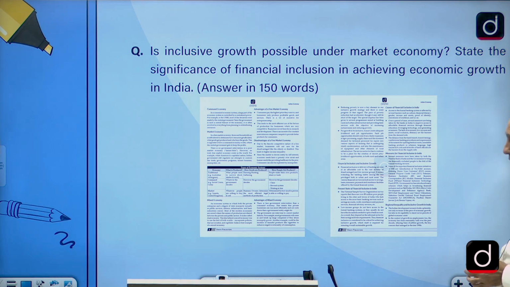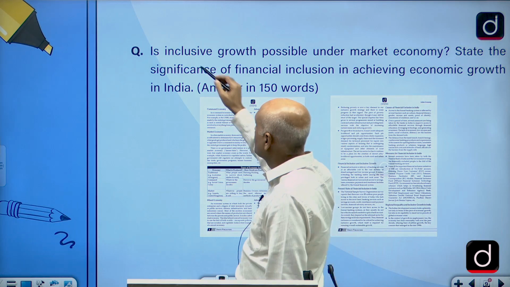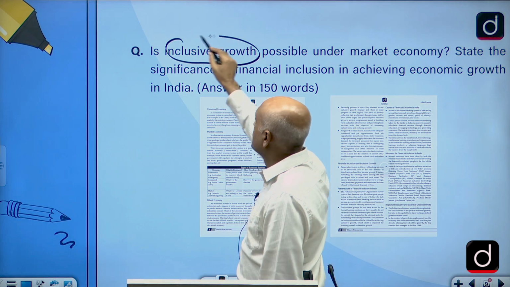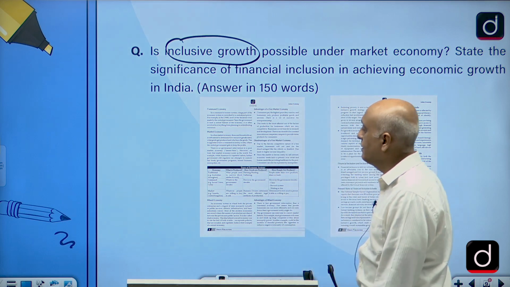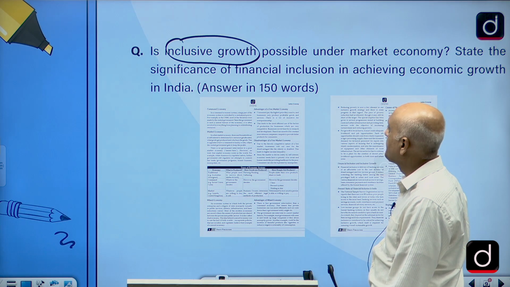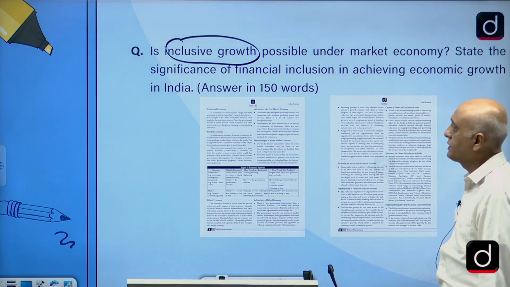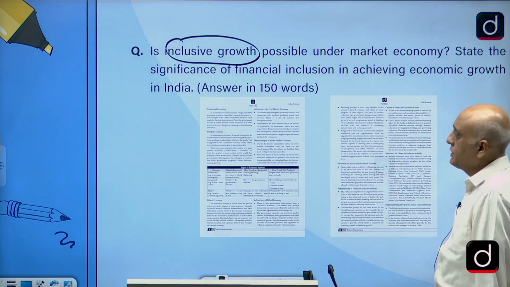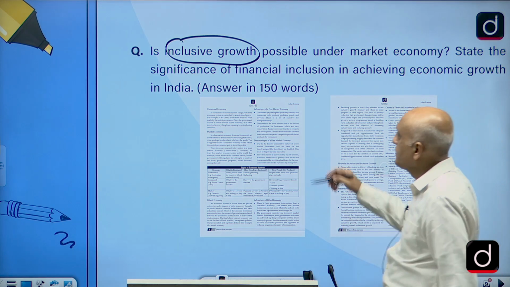This is the favorite topic of UPSC. They have quite frequently asked questions on inclusive growth. Whenever you are reading the question, find out the topic to which it relates, and please put some marking on the questions that are asked. The question is: is inclusive growth possible?